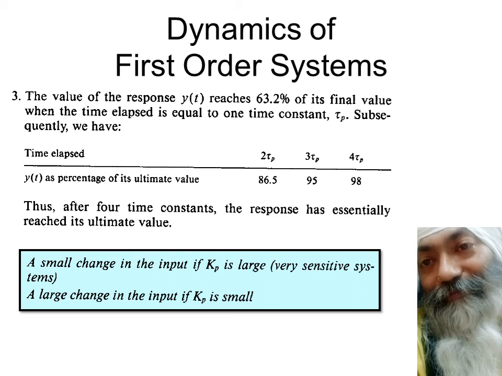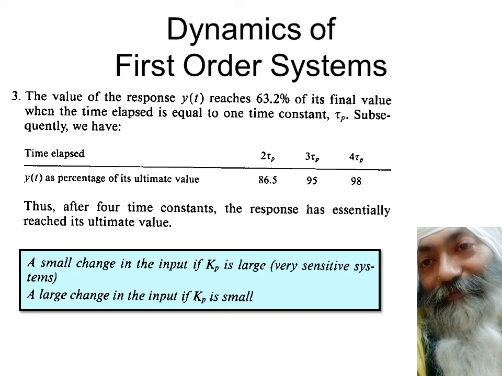Finally, if we take note of the kp, the gain, what's the meaning of gain? Gain means that if gain is large, it means you have to give a small change in input to get a good amount of change in the output. But if kp is small, gain is small, then we have to give a good amount of input even if you want to bring about the same amount of change in the output. So this is the significance of kp and significance of tau.